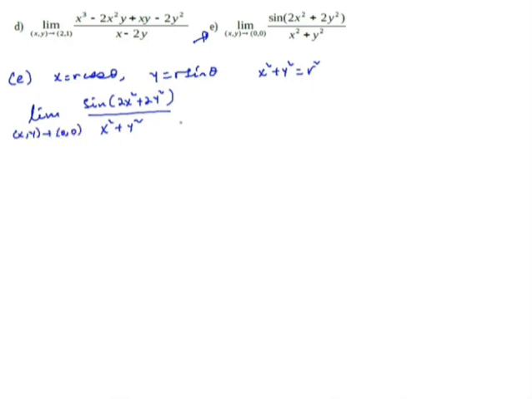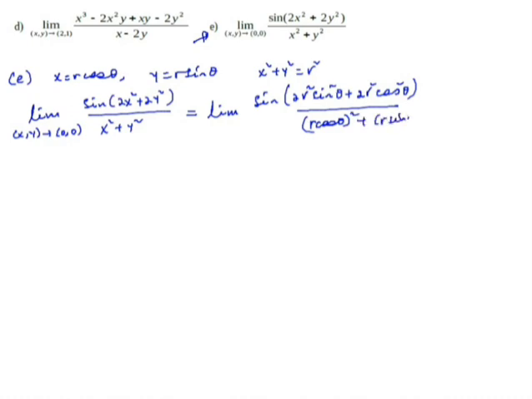0 directly x ንም y ንም 0 ብናደርግ 0 over 0 ነው የሚሆነው which is meaningless. So with the polar coordinate system ስንመጣ this becomes the limit of sine of 2r square sine square theta plus 2r square cos square theta over r cos theta the whole square plus r sin theta the whole square ነው የሚሆነው as r approaches to 0.